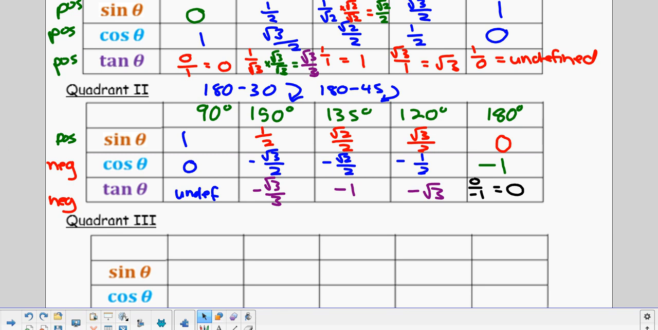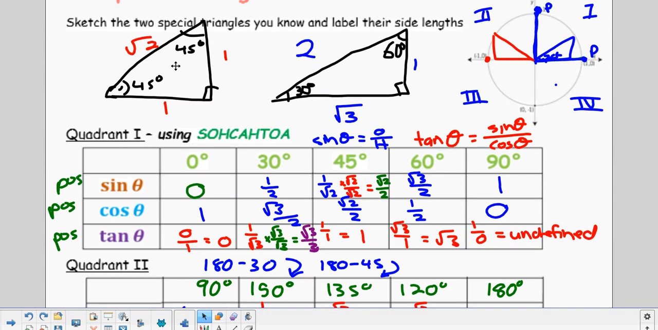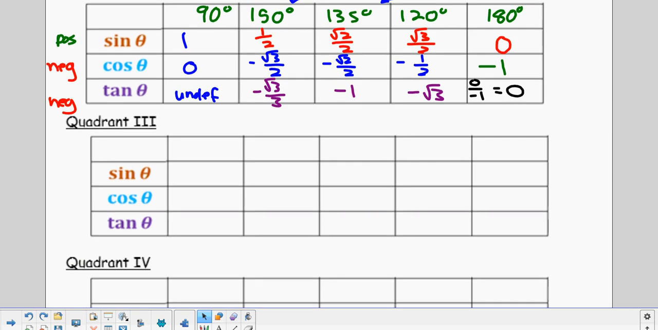Some people might still be unsure why cos of 180 is negative 1. Because the radius is 1, and since it's on the negative side of the x-axis, it will be negative. Yeah, exactly. Some people were looking a bit unsure about why.